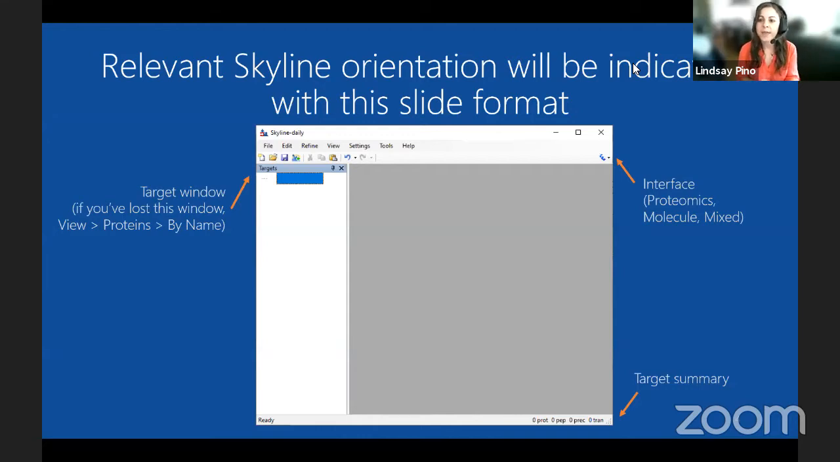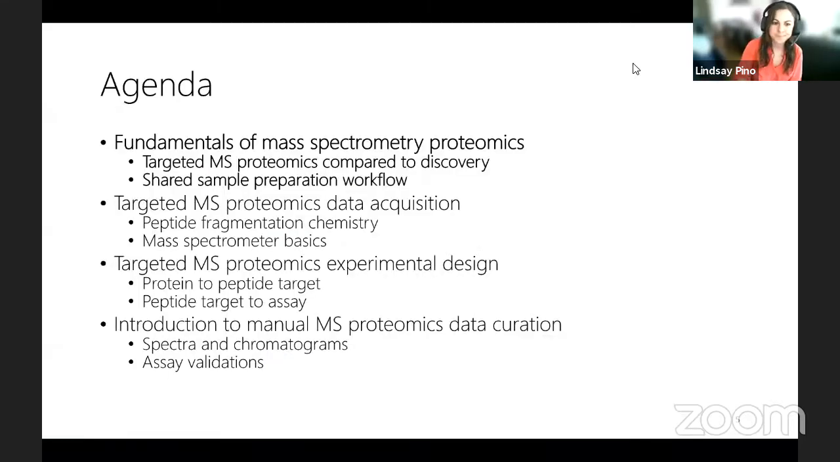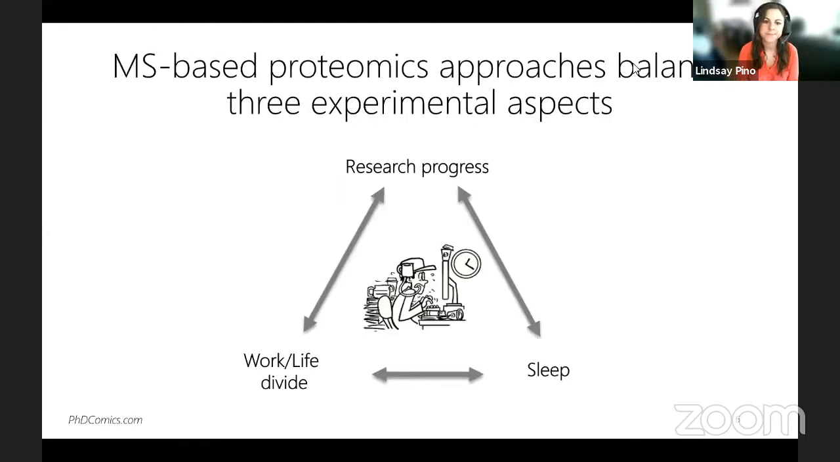So one way you might want to attend this lecture is maybe you want to have Skyline open in the background to kind of move back and forth when I put up these kind of orientation slides for the Skyline ecosystem. And this way you can kind of see for yourself hands-on what some of these different buttons are doing and what happens if you press them. So first off, we're going to start with some of these fundamentals of mass spectrometry proteomics.